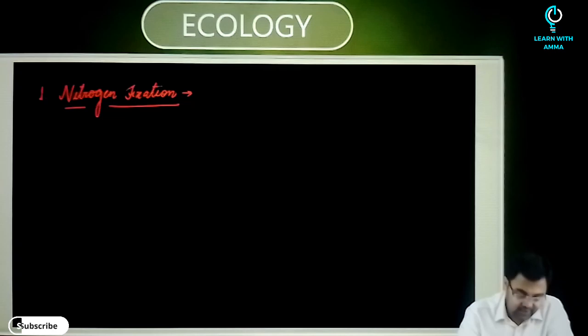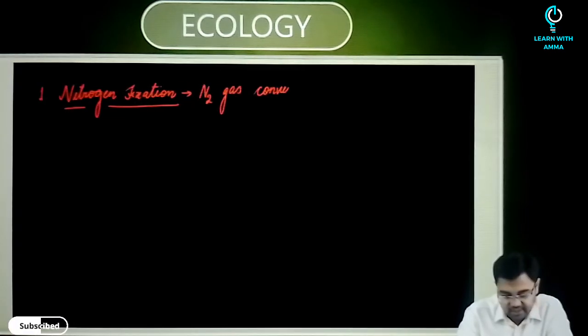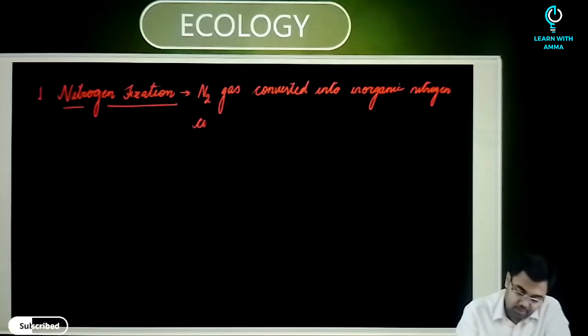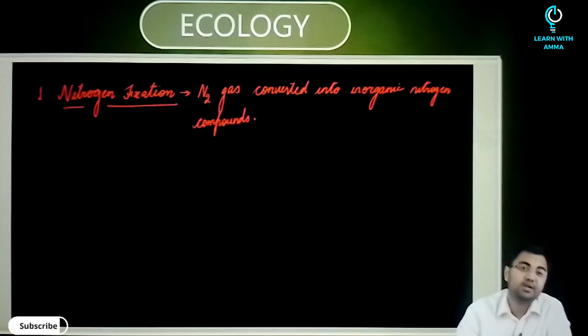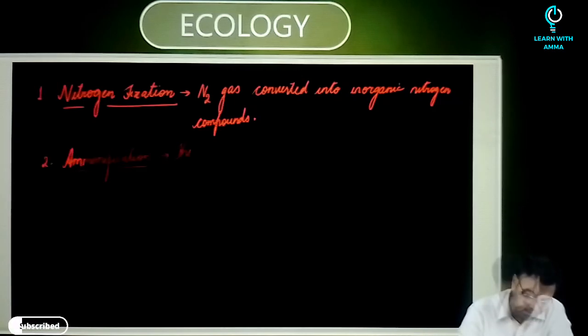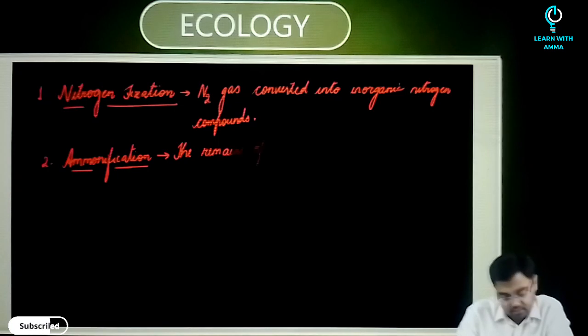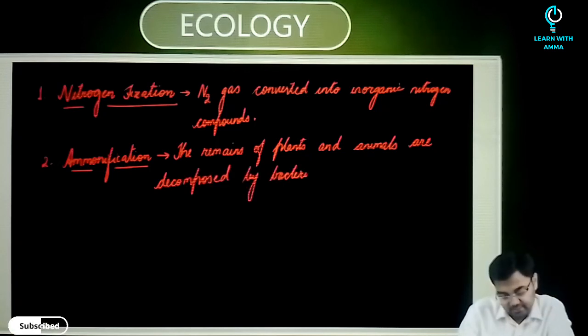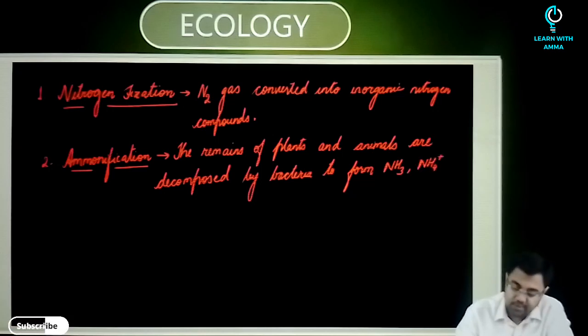So in nitrogen fixation, the nitrogen gas is converted into inorganic nitrogen compounds. So this is what happens in nitrogen fixation. Then you have ammonification. The remains of plants and animals are decomposed by bacteria to form ammonia and ammonium ion.